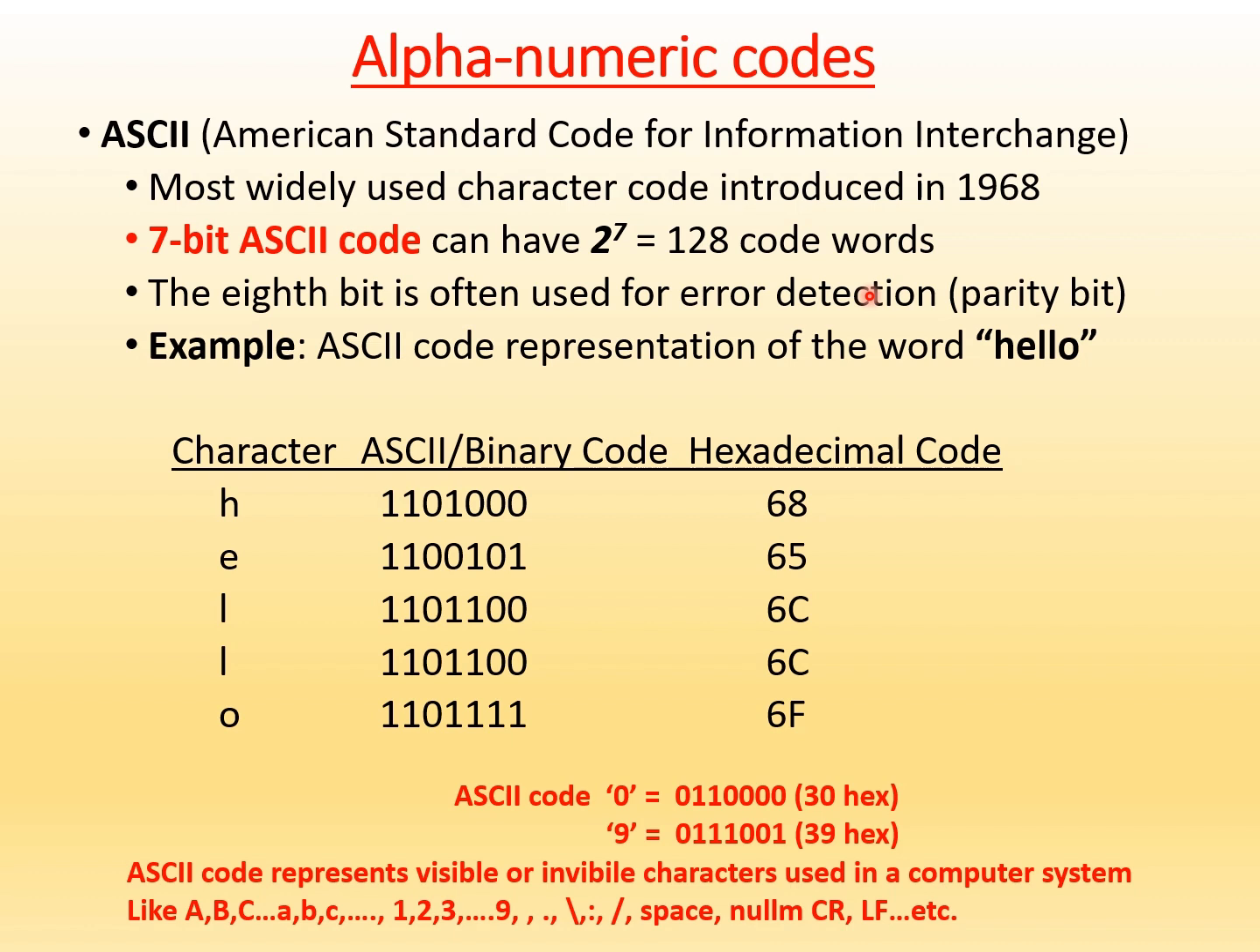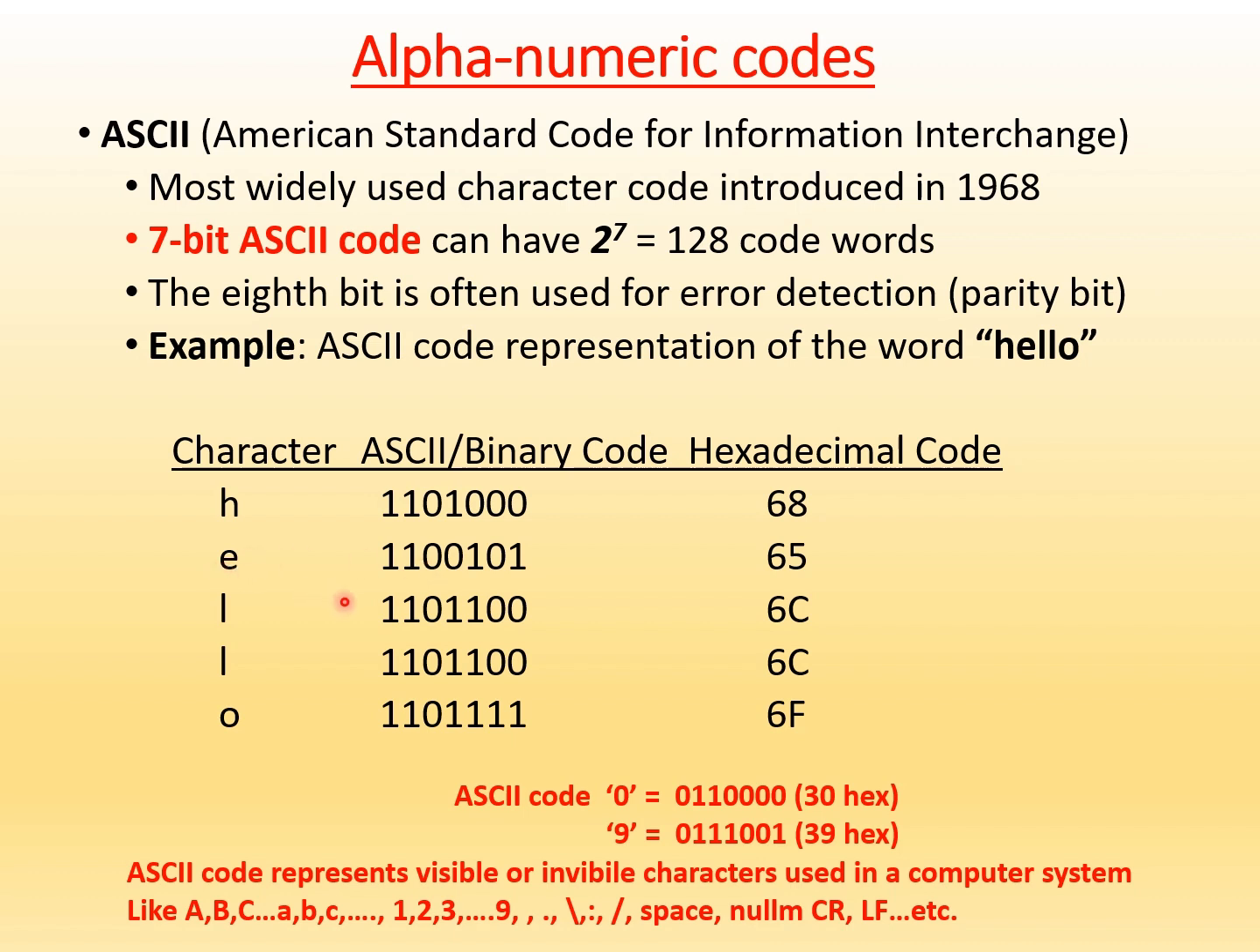Everything was converted with 128 code words. I'm giving you an example of the ASCII code, so that hello can be represented in a computer system. So the ASCII code for H with 7 bits was 1101000. They were just assigned.